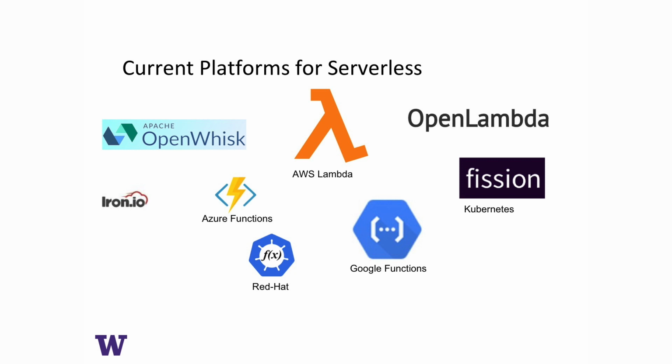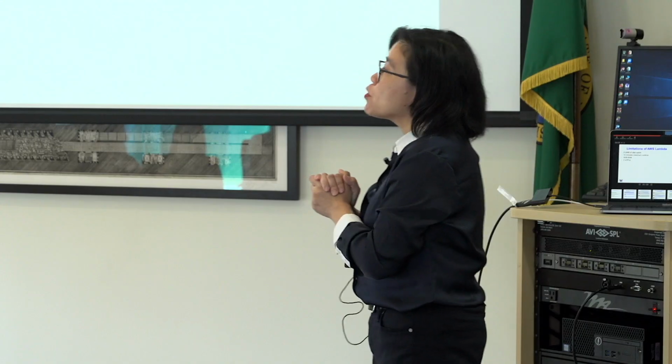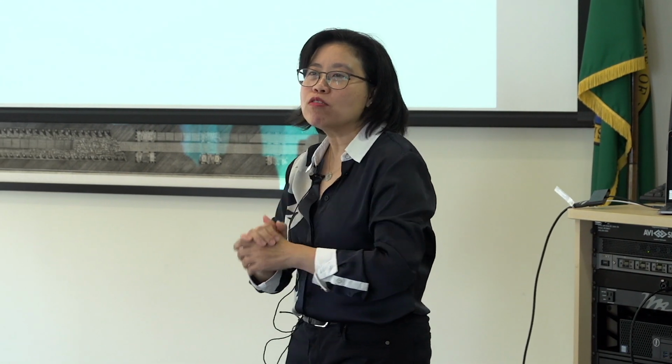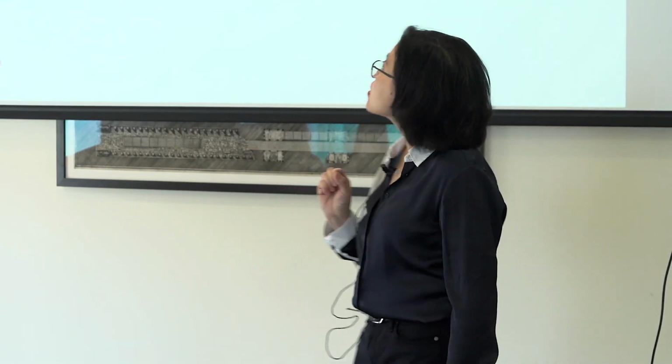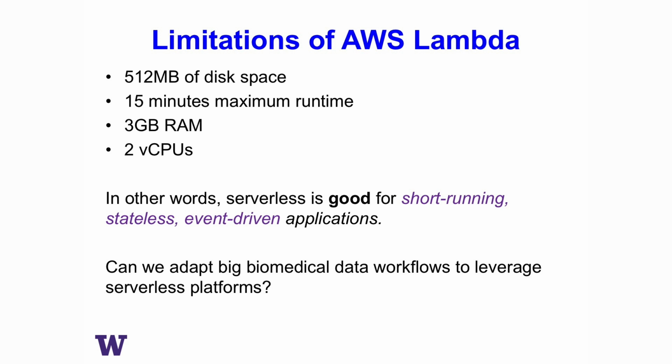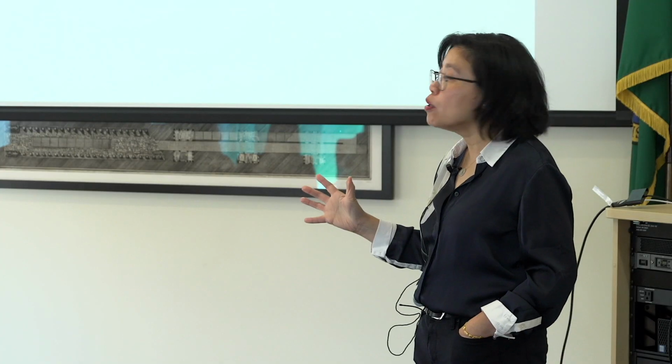You might ask, if serverless is so wonderful, why don't we all use serverless for everything? It's not so easy. They make it difficult for us. For example, take AWS Lambda. They have quite a bit of limitations. We are limited by the amount of disk space, the amount of runtime, the amount of memory, and the number of virtual CPUs on these Lambdas. In other words, serverless is good for short-running, stateless, and event-driven applications. It's not good for everything.